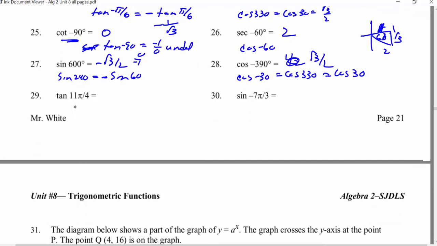Tangent of 11 pi over 4, well, if you subtract 8 pi over 4, that's one complete cycle. That's like the tangent of 3 pi over 4, which is negative 1. It's in the second quadrant.